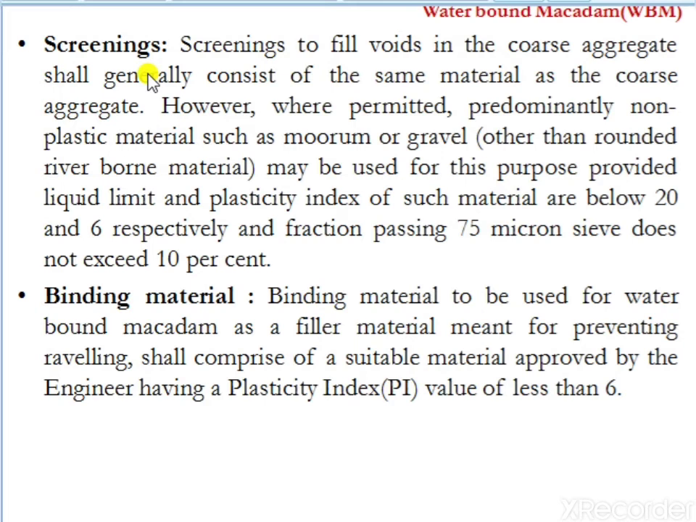So for this, we are going to use a binding material, and the binding material should be approved by the engineer who is in charge of the project, and it should have a plasticity index not more than 6. That is, the plasticity index of the binding material should be less than 6. So binding material is used to prevent the sliding or dislocation of the materials in waterbound macadam.